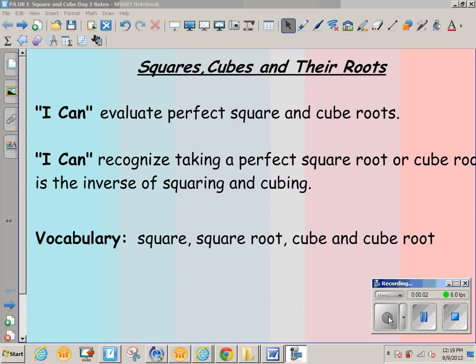Well, good afternoon, students. Today we're going to be learning about squares, cubes, and their roots. Our I can statements today are: I can evaluate perfect square and cube roots, and I can recognize that taking a perfect square root or cube root is the inverse of squaring and cubing. In other words, you understand and recognize that those are opposite operations of one another. So obviously our vocabulary today is going to be square, square root, cube, and cube root. You will hear me talk about and discuss this vocabulary in further detail today.